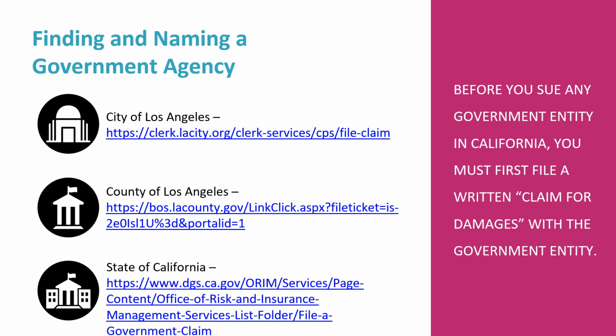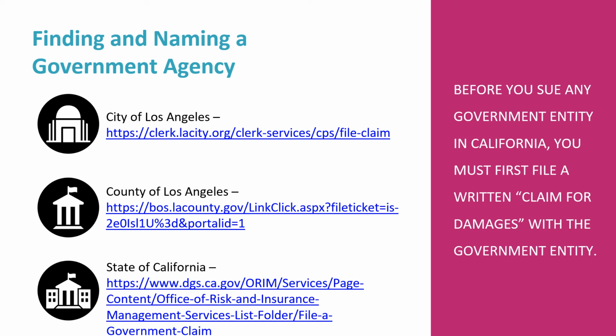Before you can sue the state or local government and any government department or agency, you must first file a written claim for damages with the governmental entity. If you are not compensated for the damages you are requesting, then you are able to file a lawsuit. You will find the accurate government name and address on their official claim for damages form.